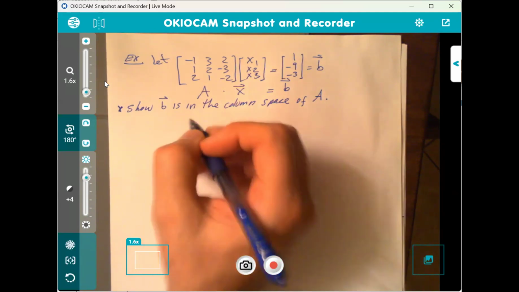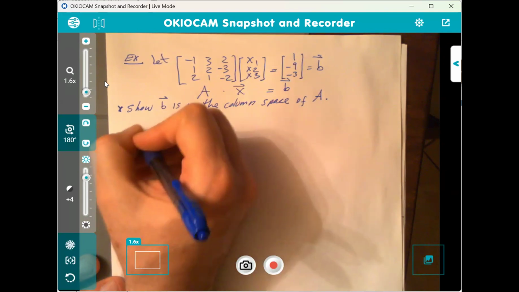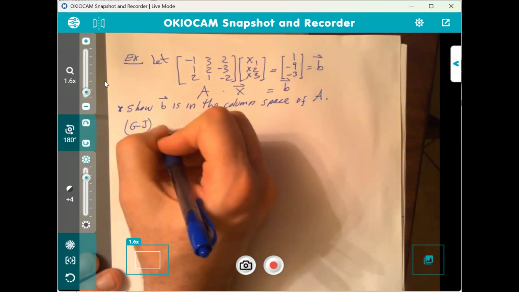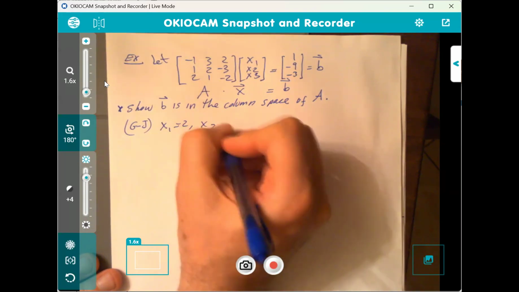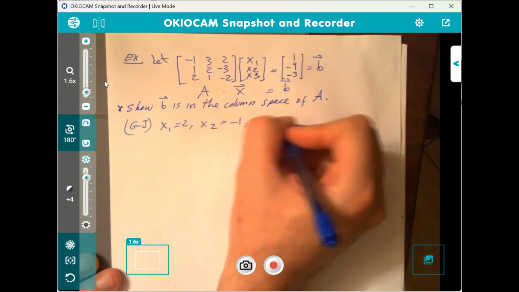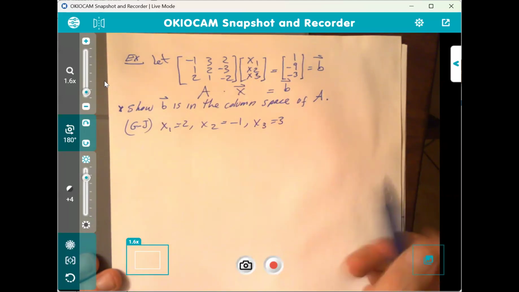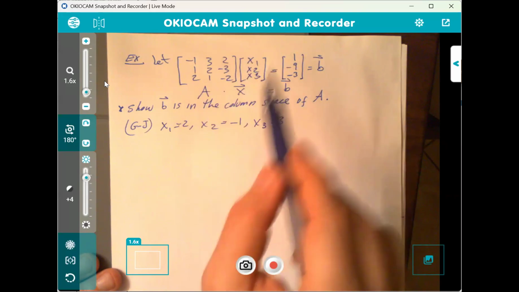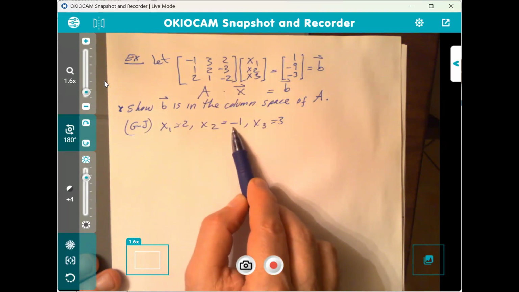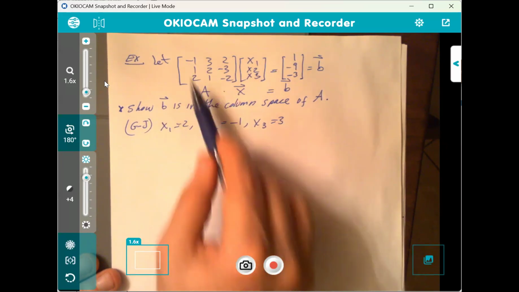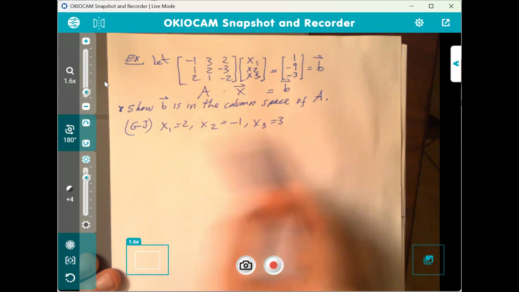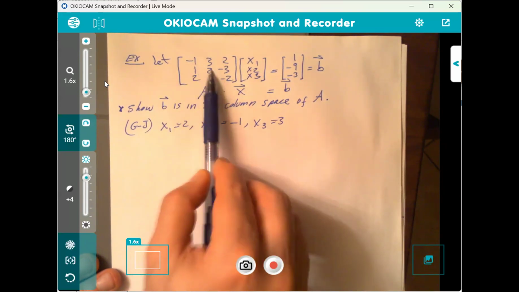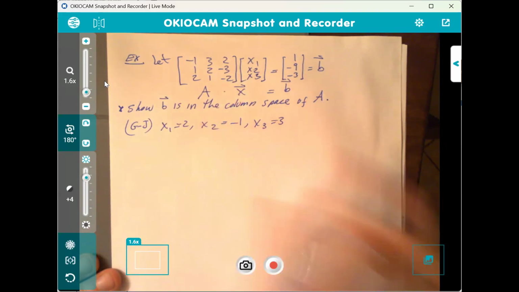So for this one, when I did Gauss-Jordan on this system, the solution turns out to be x1 is 2. You can verify this, x2 is negative 1 and x3 is 3. And you can see negative 1 times 2 is negative 2. 3 times negative 1 is negative 3. Negative 2 and negative 3 so far add to negative 5. 2 times 3 is 6. 6 minus 5 is 1. See, there you go. This is a solution to the whole system. I put the 4 columns in Symbolab, and I got that solution.